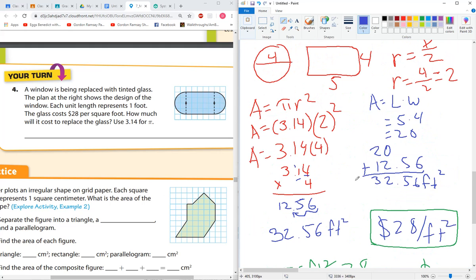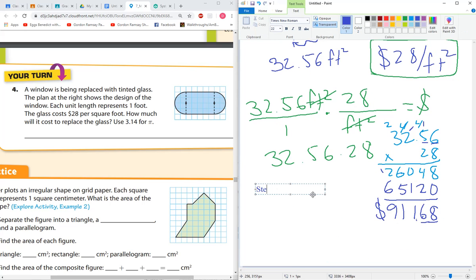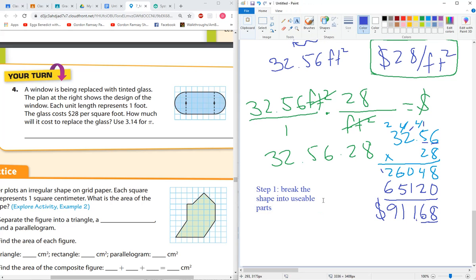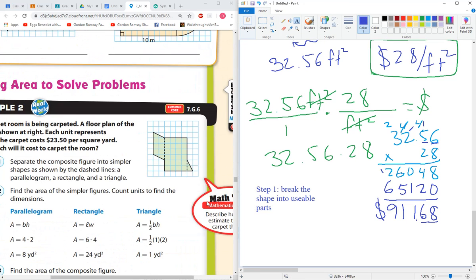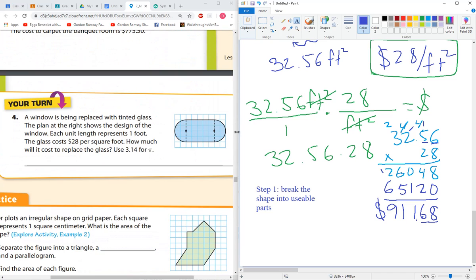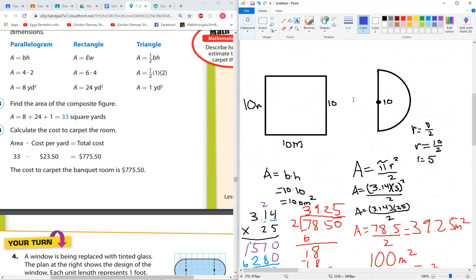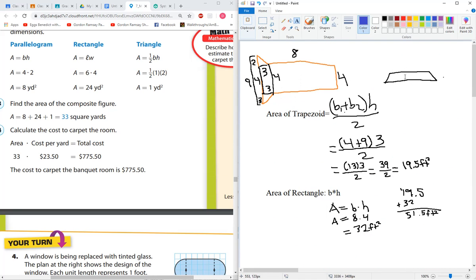Just to run it over again, your steps have been: step 1 is to break the shape into usable parts. What I mean by usable parts is break it into a shape you know how to get the area of. It doesn't always have to be a trapezoid, it doesn't always have to be a triangle. Just pick something you know how to do. In this case, we turned it into circles and rectangles. Here, we turned it into a square and half a circle. Here, we did a rectangle and a trapezoid.